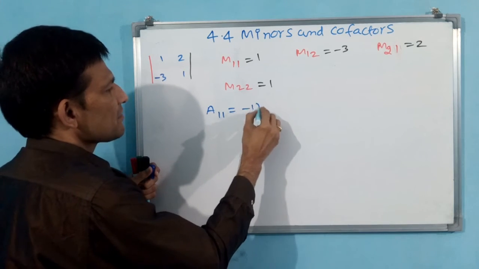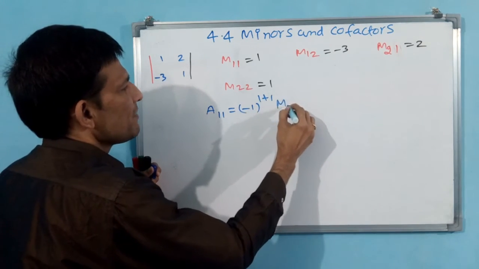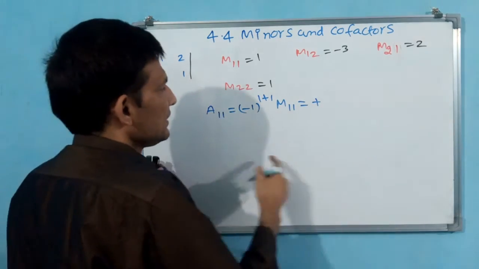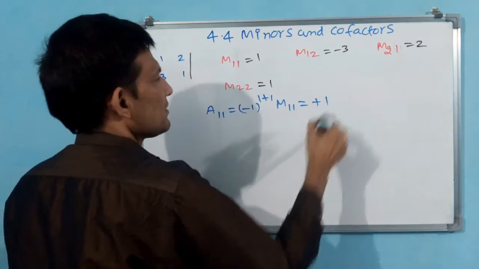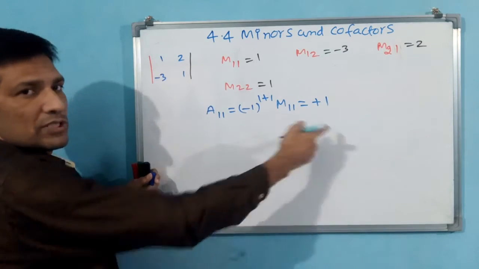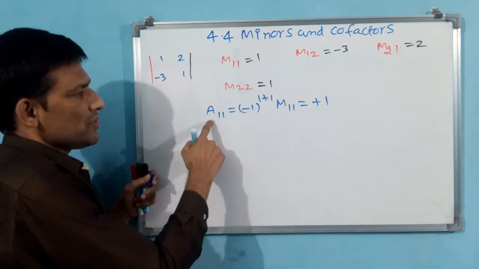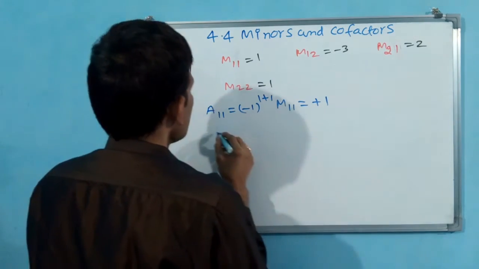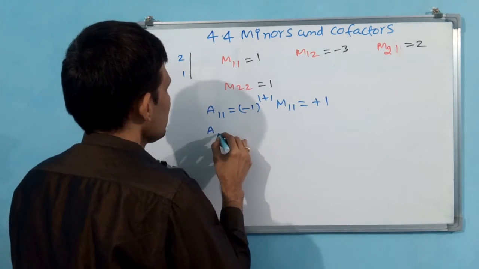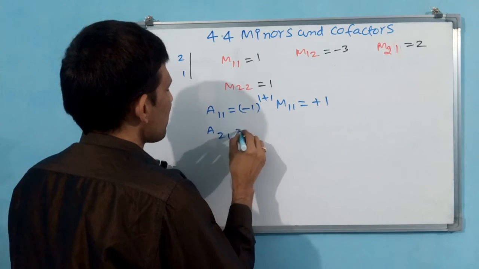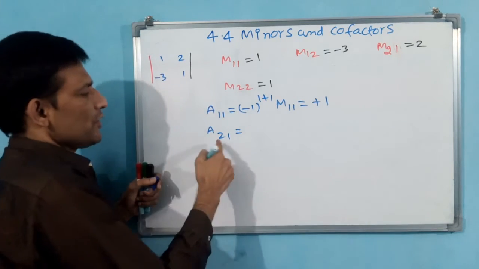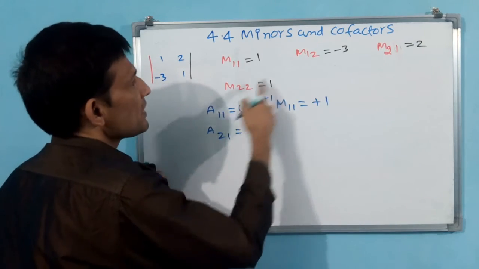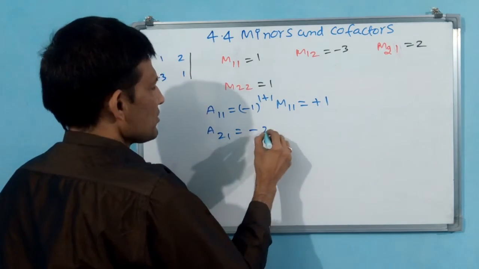A11 is equal to minus 1 whole power 1 plus 1 times M11. That is equal to, see, minus 1 squared means plus only. But M11 is 1, so you write 1, that's all. For this question I am talking. That means A11 is equal to 1. Okay, what about A22? Not A22, A21 I am writing. This one. For A21 minus has to come. But M21 is 2. That means minus 2.